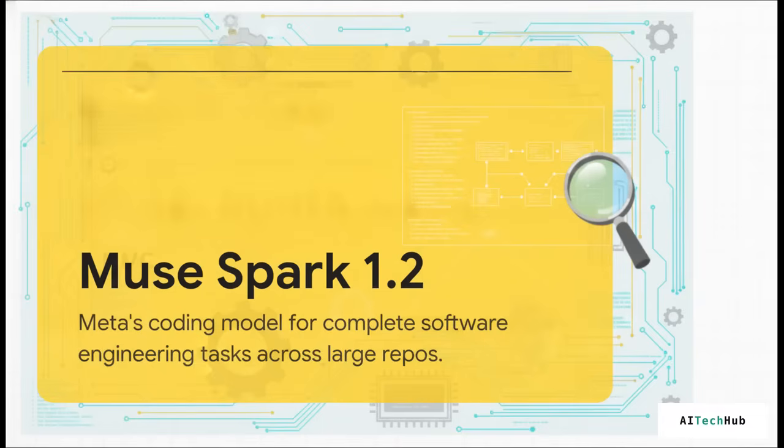Under the hood, this whole thing is powered by an engine called Muse Spark 1.2. That's Meta's in-house proprietary AI model laser-focused on coding. They didn't just take a generic chatbot and cram it into a terminal. Actually, they specifically designed Muse Spark 1.2 to handle, in their words, complete software engineering tasks across large repos. The key takeaway there is that it's built to actually understand the architecture of your entire project, rather than just getting stuck looking at a single file in isolation.